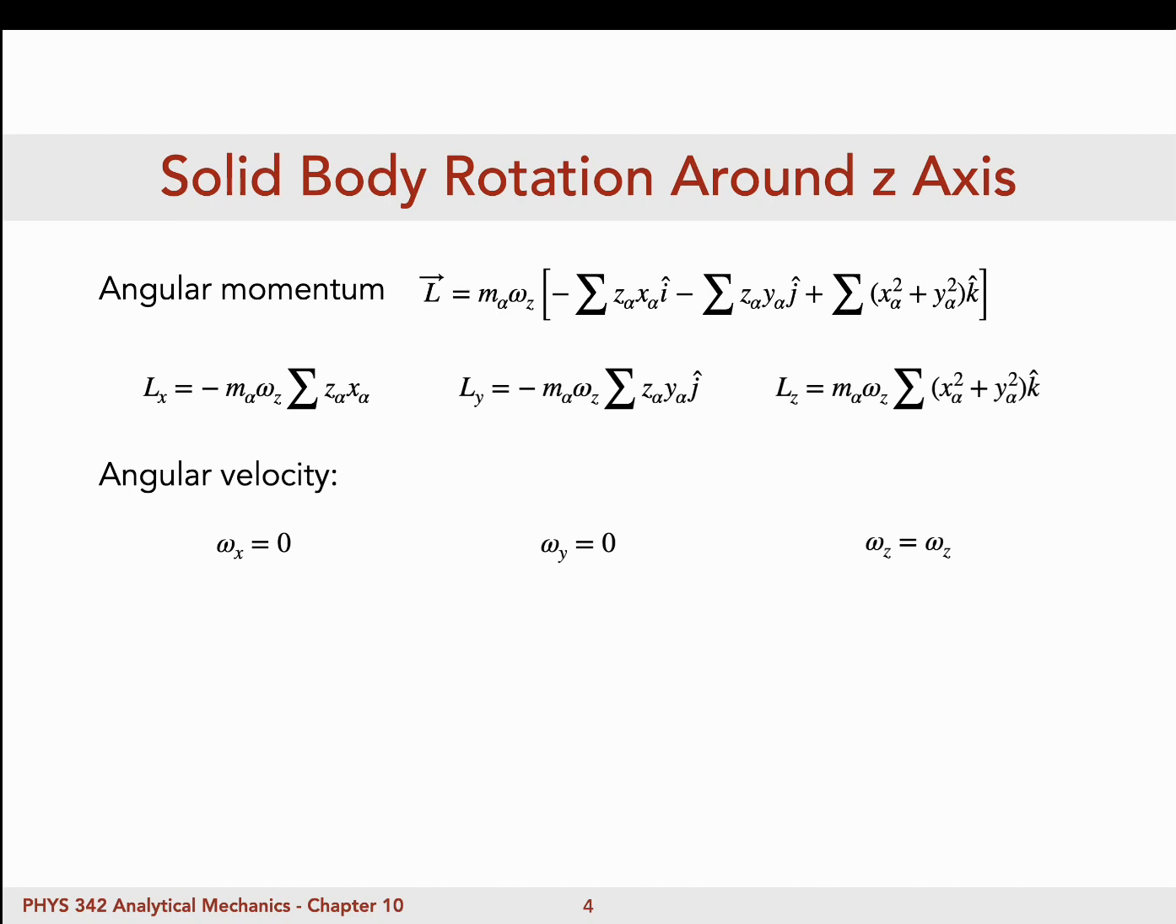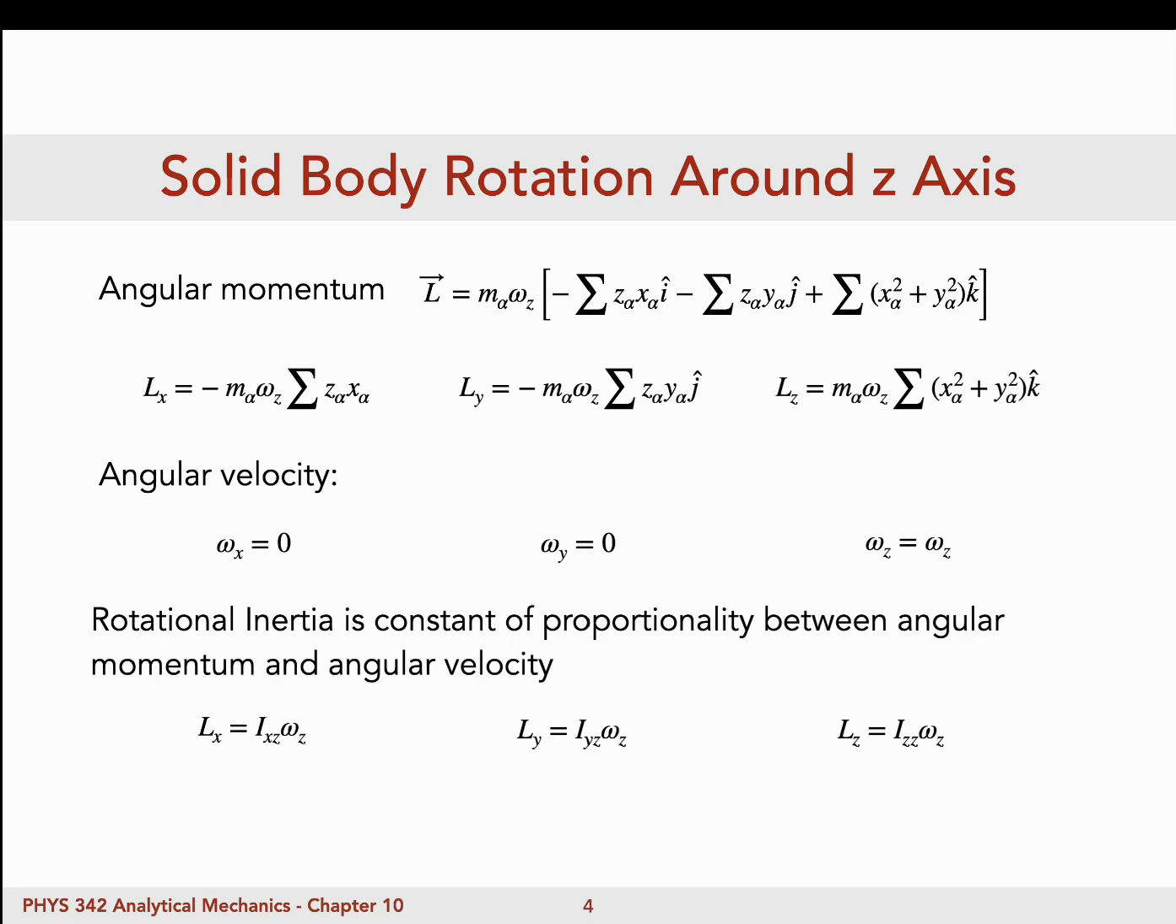Remember that the angular velocity has only a z component. Notice that each component of the angular momentum is proportional to the angular velocity. So there's an omega z term here, here, and here. This means that we can recover relationships that we're used to from physics 203. So we're used to writing angular momentum is the moment of inertia times the angular velocity. And so we have a term like this, but one way of interpreting this is that there are multiple moments of inertia for a given object.